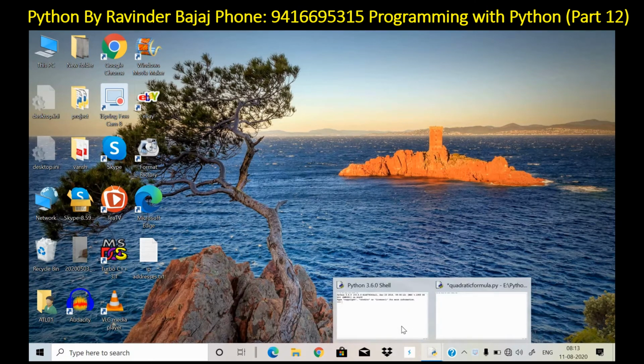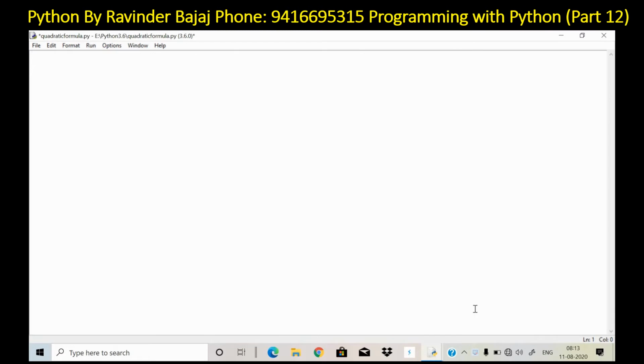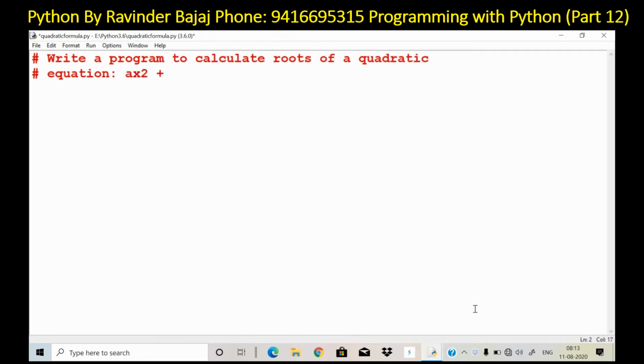Here is another question and solution for you. The question is, write a program to calculate the roots of a quadratic equation. This is the standard form of the quadratic equation, where a is not equal to 0. So we have to find the zeros of the quadratic equation with the help of the quadratic formula.